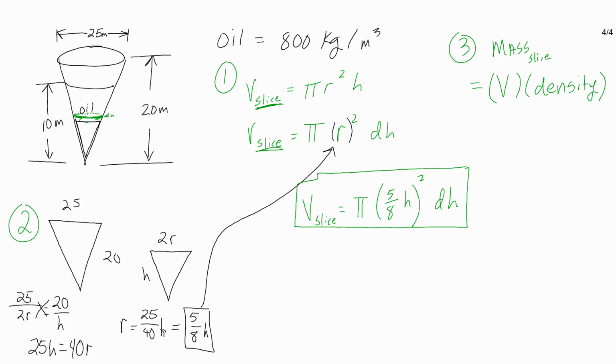So since oil is 800, I'm going to take this and multiply by 800 kilograms per meter cubed, and you're going to see that the meters cubed cancel out and the mass is going to be in what? Kilograms. The meters cubed cancels out and you're left with kilograms.